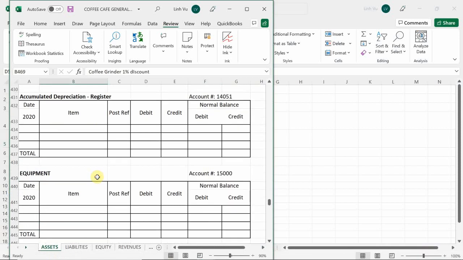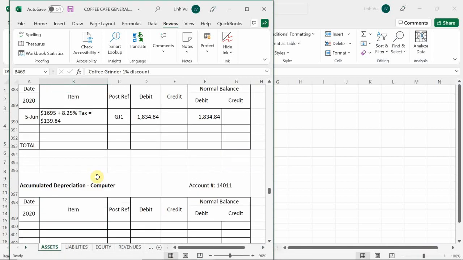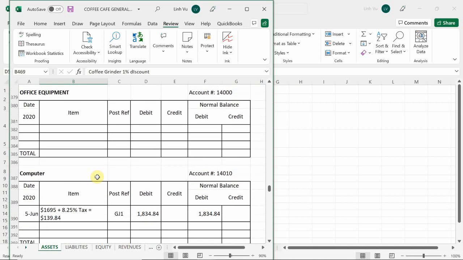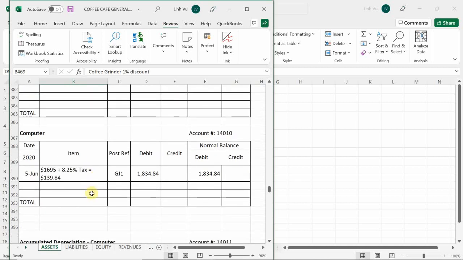Once again, go to your ledger, accumulated depreciation computer. Here we are, computer. How much is the computer right now? 1,834.84. And when did we buy it? On the 5th of June. Our assumption is if you buy it, you need to plug it into a wall to make sure it works. So we used it and placed it into service as of June 5th.